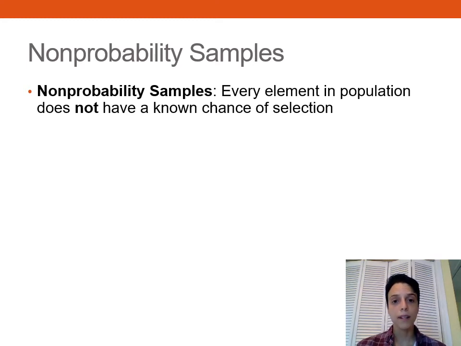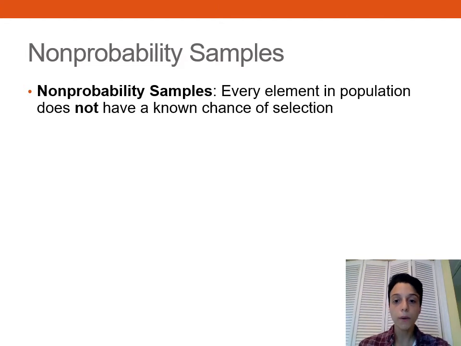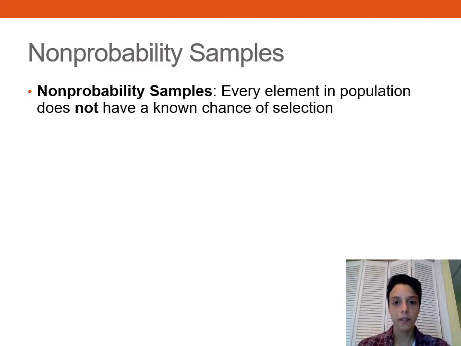So a non-probability sample is a sample in which every element in the population or in the sampling frame does not have a known chance of selection. In other words, as you take your sample, you actually have no idea how likely it is that one member of the population is going to be included in the sample relative to some other member of the population. And it could be that some members of the population are excluded entirely from your sample, and you'd have no idea.